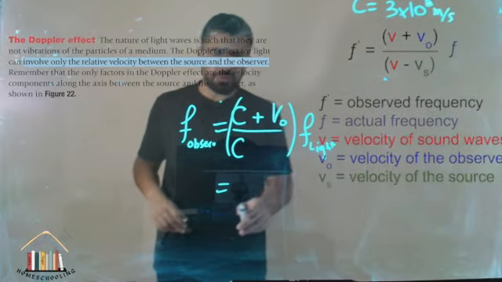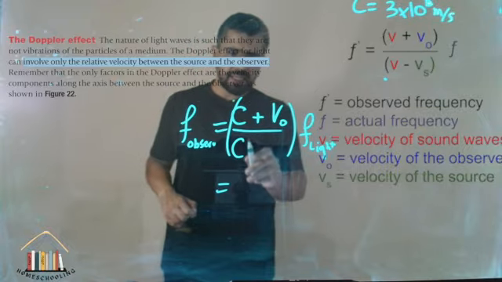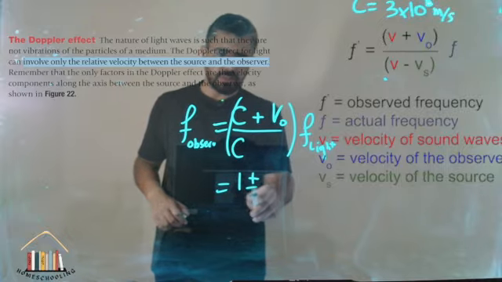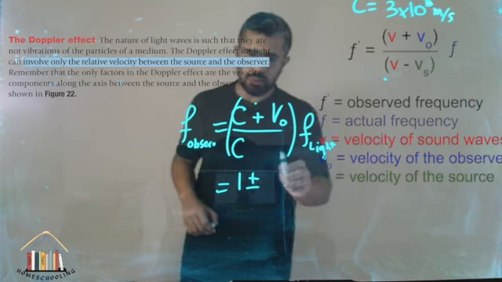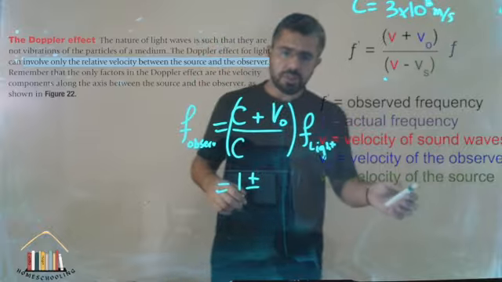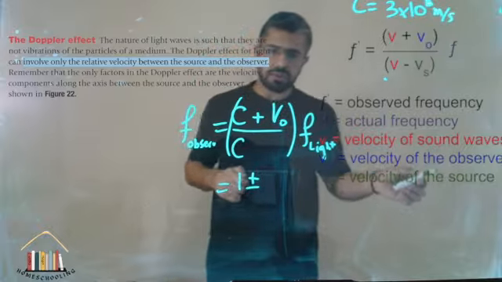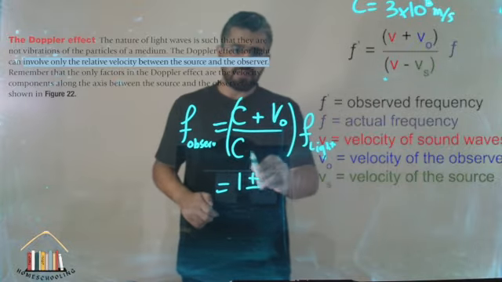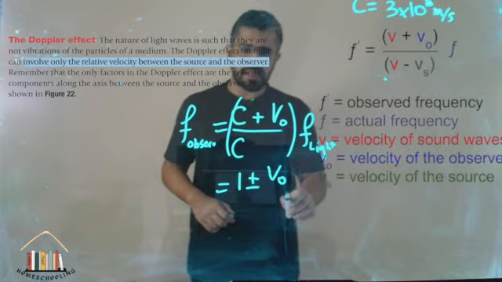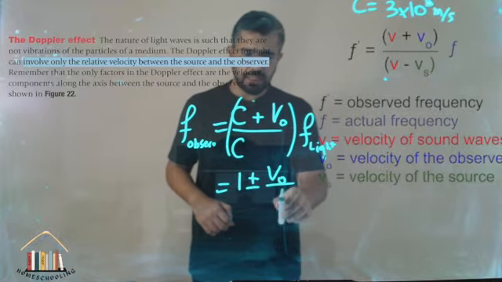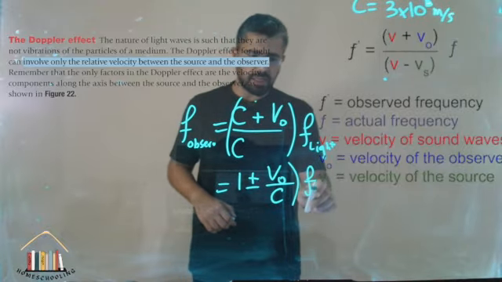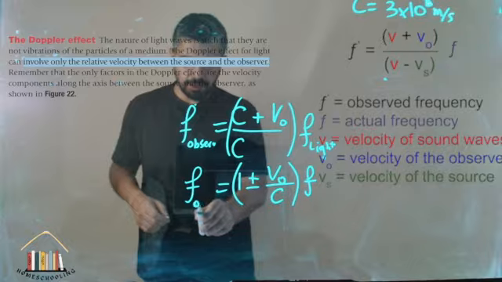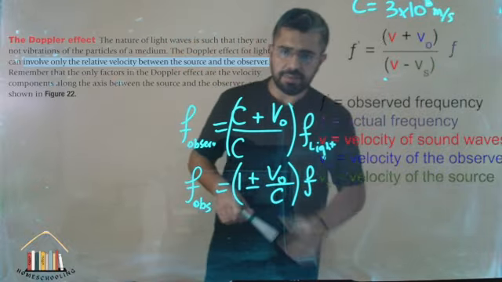Let's go further with this equation. We can say that c divided by c is equal to 1. Here it will be plus or minus, because this depends on whether we are going forward toward the source of light or going away from it. That's why we add plus or minus. And v0 divided by c, the velocity of the observer divided by the speed of light, all of this multiplied by the frequency. That's what we mean by Doppler effect when talking about light.